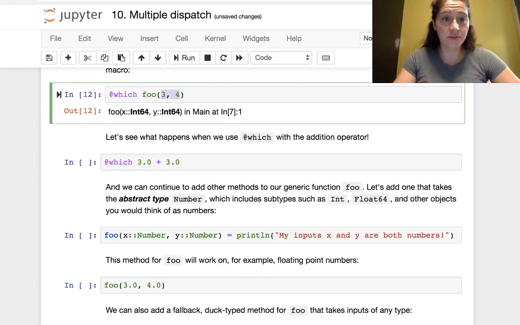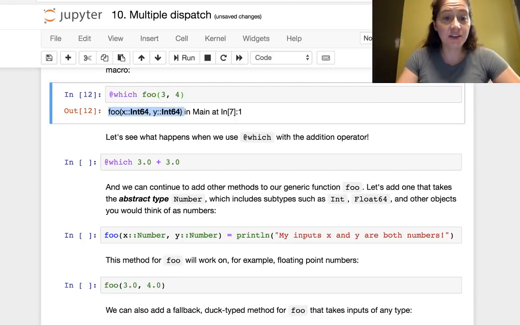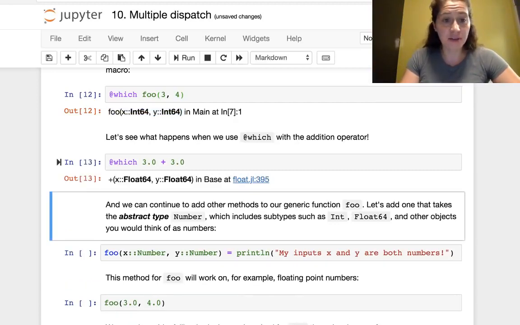So when I call foo with 3 and 4, we see that the version that's being dispatched is Int64. We don't need to have a particular return type to see which version got used. Similarly, if I call @which on 3.0 and 3.0 here, we see that the version of addition that's being called under the hood is the version that works for Float64s.